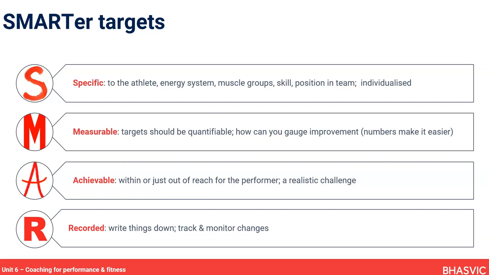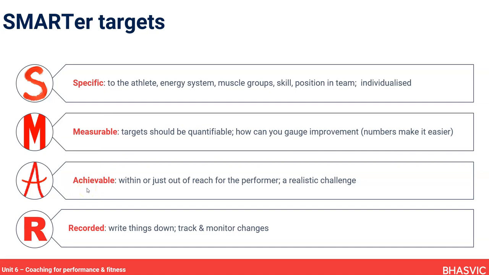Percentages sometimes are a bit dodgy, but if we want to say we want to improve your vertical jump by 3 centimeters, that's easily quantifiable. We can measure that and we can get a sense of improvement. Using numbers is often a really helpful way of making things easily measurable. Sometimes it's hard to measure things like effort because it's very subjective.